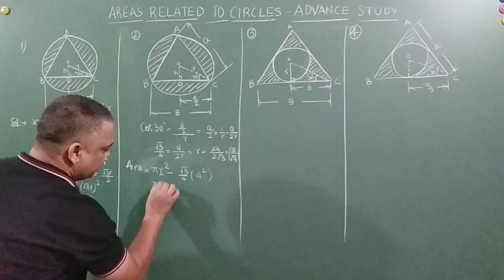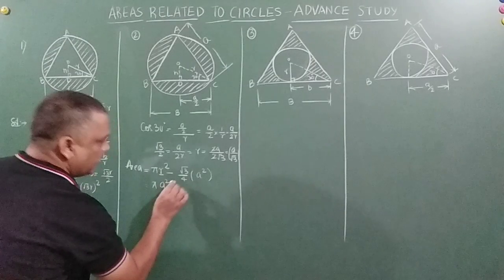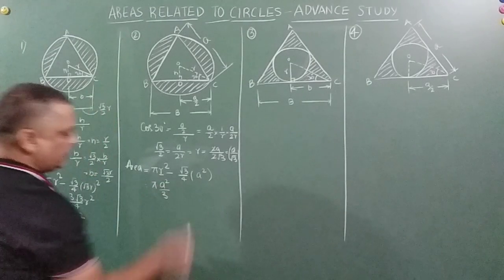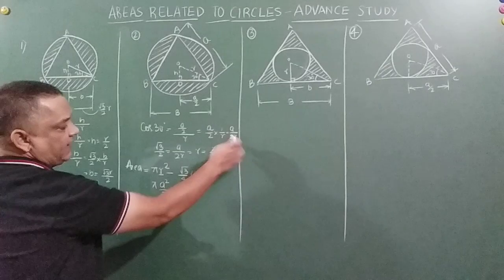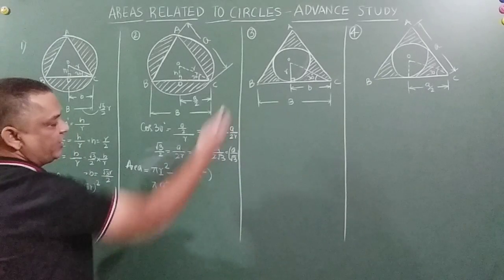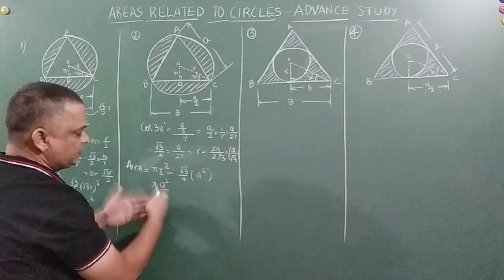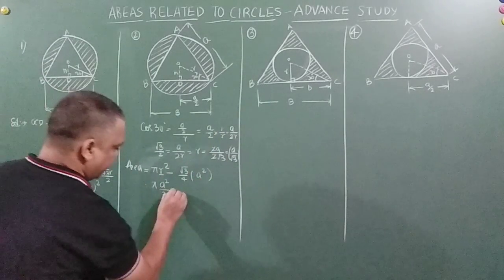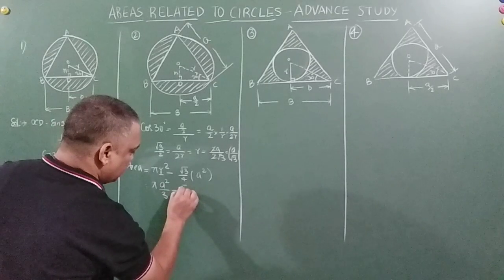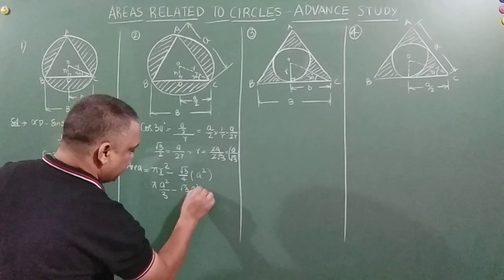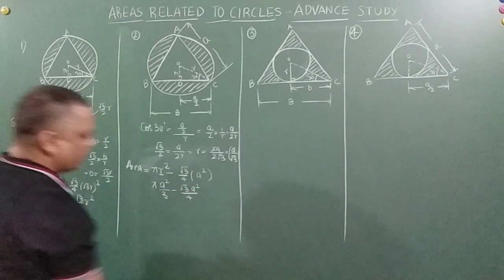This becomes pi a square by 3. You are all there with me? What I have done is that I have done the square of this. So the numerator becomes a square and the denominator becomes 3 only. Root 3 square is 3, which is equal to root 3 a square by 4.